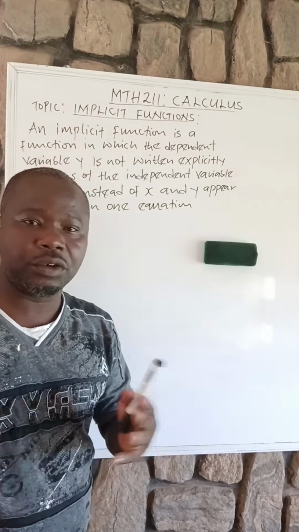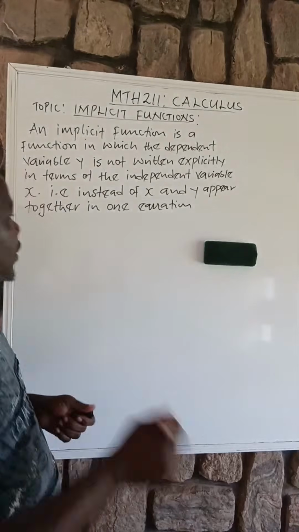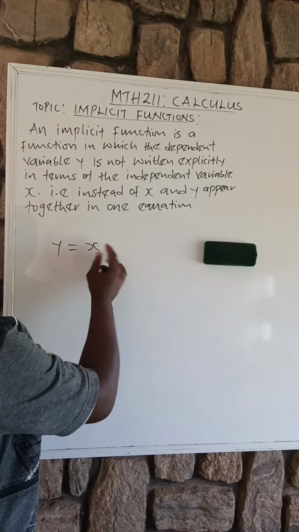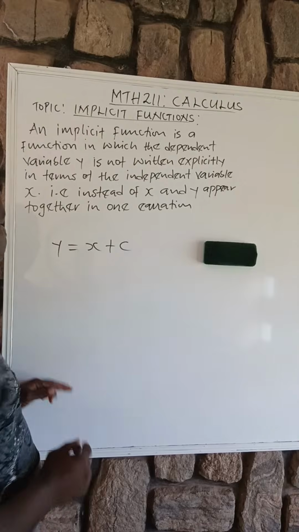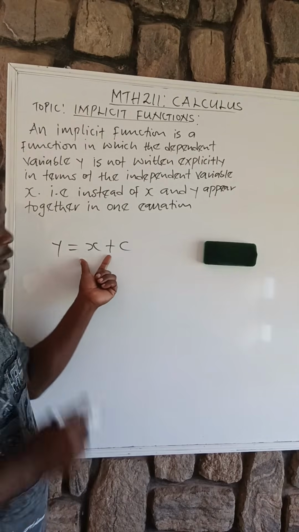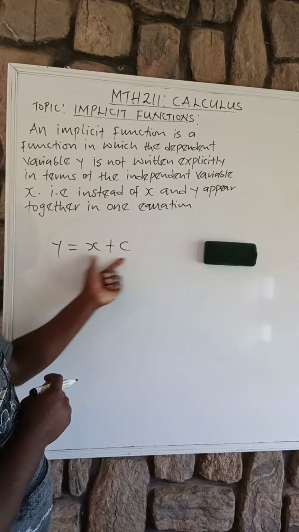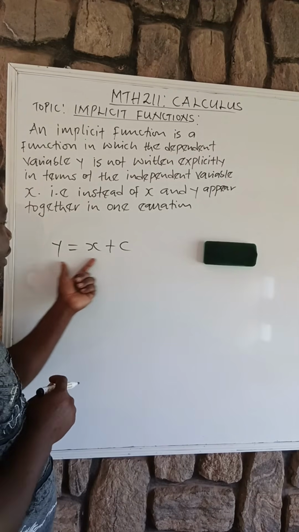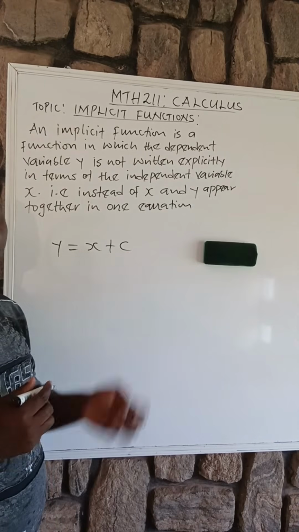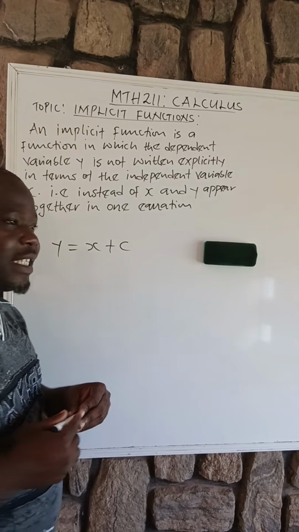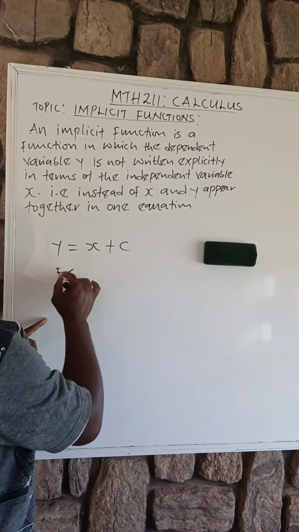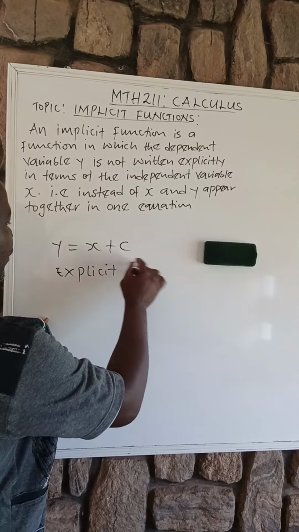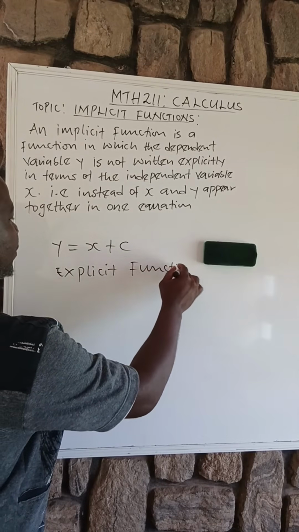Ordinarily, we know function, two of us. When we have an equation of this form, y equals x squared plus c, this is a function, two of us. So, this equation is not an implicit function, but it is known as what? Explicit function. This is an explicit function.